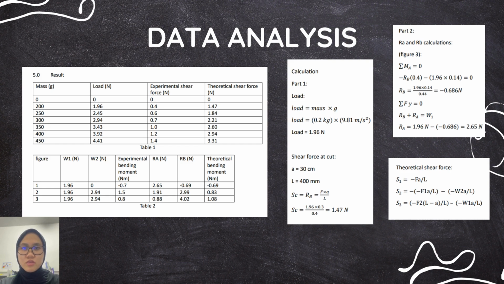As you can see, the conclusion for part 1 is load equals mass multiplied by gravity, and shear force at the cut is RB equals force multiplied by a divided by length. For part 2, we calculate RB and RA and find the moment and vertical force at Y.